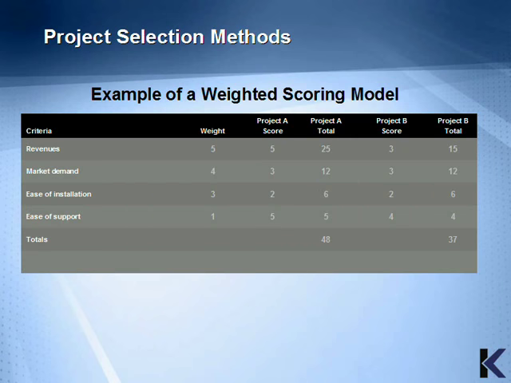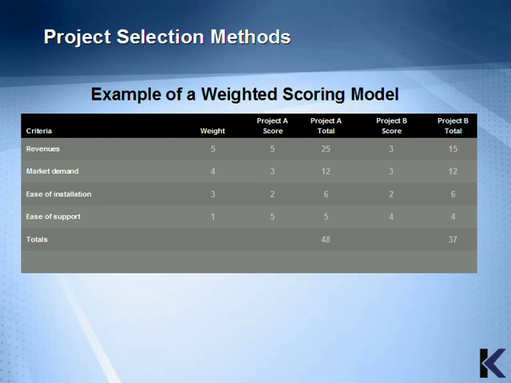Here's an example of a weighted scoring model. Down the left side of the table, we have the criteria that the selection committee has identified. You'll see that the projects are being rated on their revenue potential, market demand, ease of installation, and ease of support. Moving to the right, at the top, we see the weight column, Project A and its scores, its totals, and then the same for Project B.